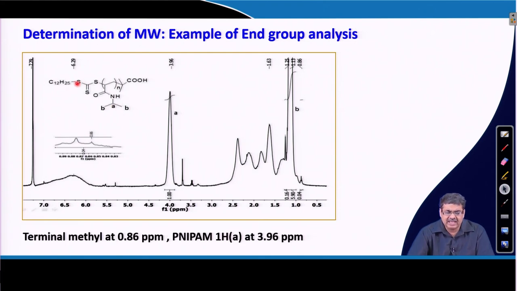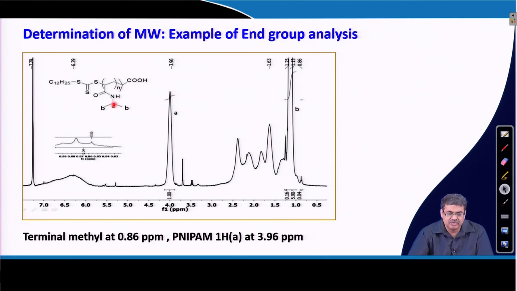In this particular case, I have poly-N-isopropyl acrylamide polymer, and we need to find exclusive protons which are present at the end and somewhere in the repeating unit. In this case, the end CH3 belongs to a long chain, C12H25, so at the end it will be CH3. That peak comes here, and it has an intensity of 0.04. The end CH3 has 3 protons, so that corresponds to an intensity of 0.04, whereas each repeating unit has one such A proton.